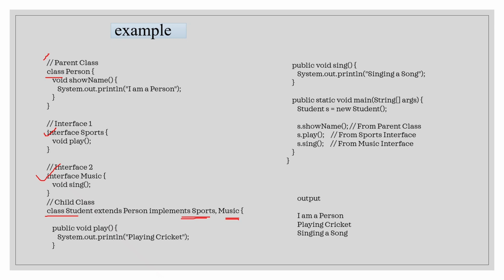And see here in this program, see the main method. Student s is created as an object. After that, s.showName from the parent class is executing, printing I am a person, and s.play from the Sports interface is executing, printing playing cricket, and s.sing from the Music interface is executing, printing singing a song. I hope you understand this clearly.